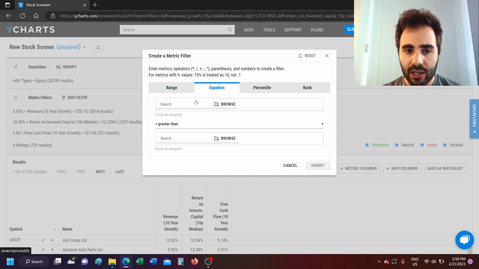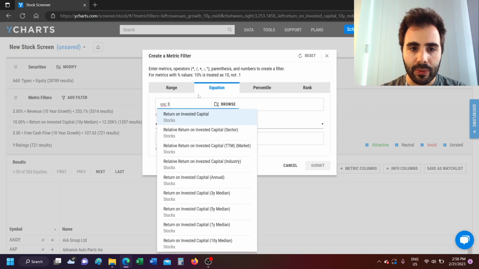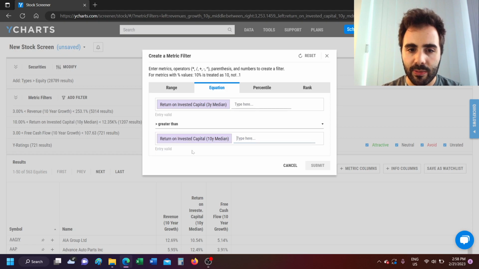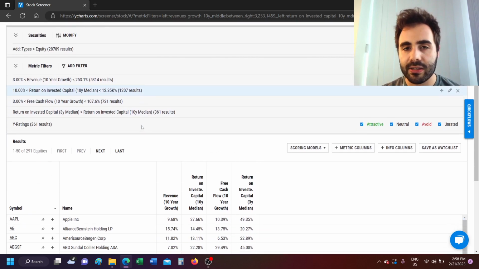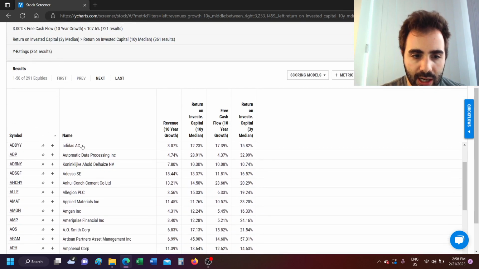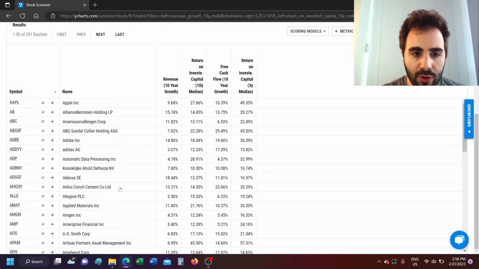The other thing that I do like to include, and this is something that's good with Y Charts, is you can put equations in here. For example, let's say I want the return on invested capital 3-year median to be higher than the return on invested capital 10-year median, meaning the company's ability to deliver returns on its capital is improving over time. We can add that filter in and boom, it takes it down to less than 300. So by employing just 4 simple filters, our universe of stocks goes down from 29,000 to 290. So we're narrowing our focus, and we're left with a lot of really good companies to look through one by one.